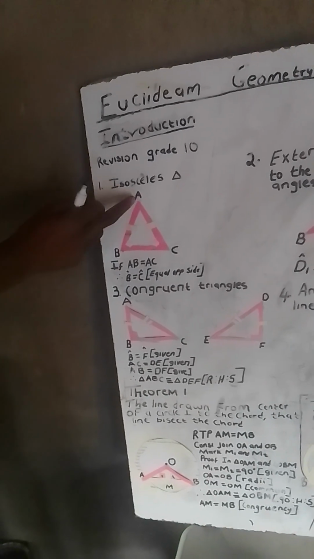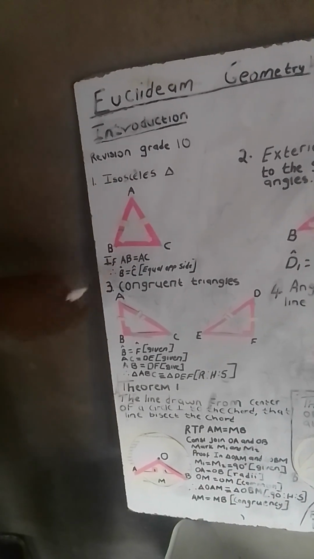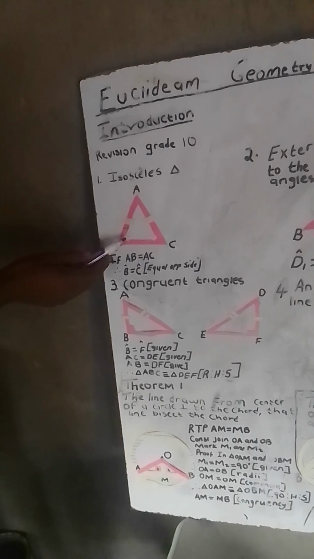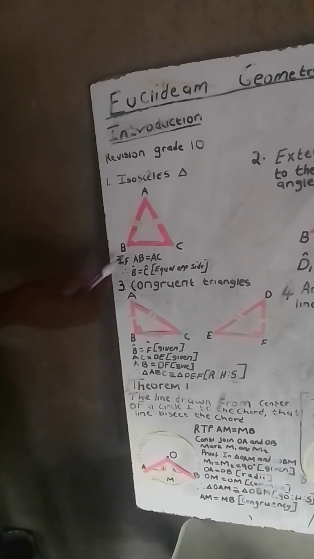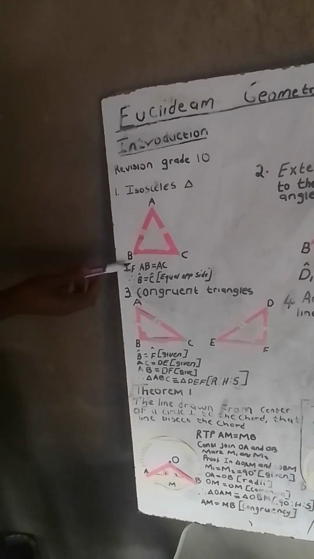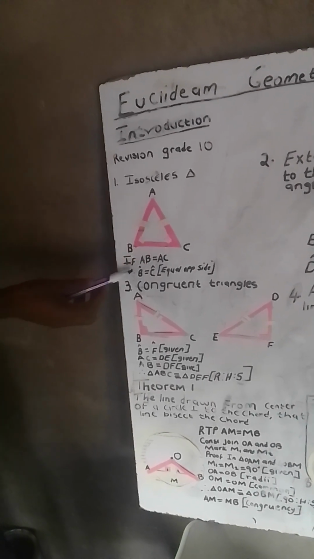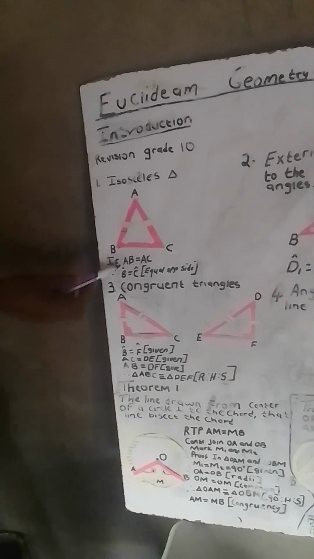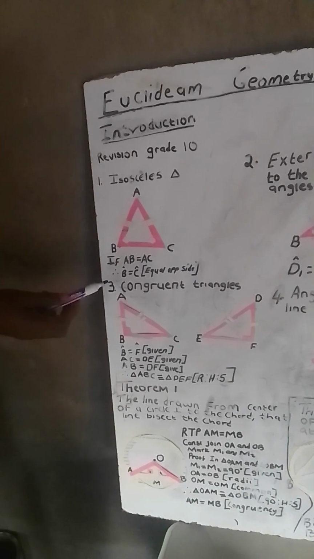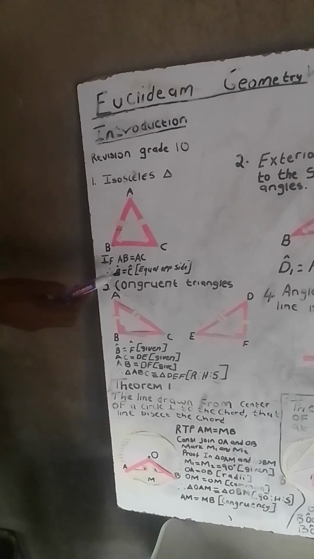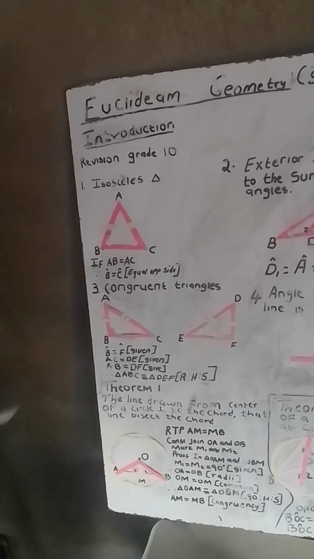In this triangle, we are given that AB is equal to AC, and once these two sides are equal, we can conclude that even their equal opposite angles are equal. That is the summary. If AB is equal to AC, we conclude that angle B is equal to angle C. The reason for this statement is equal opposite sides.